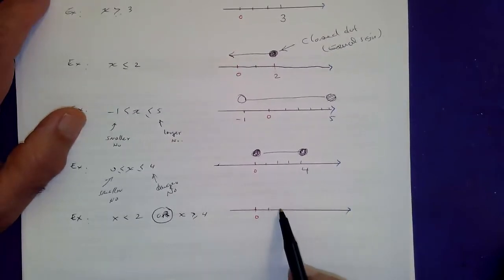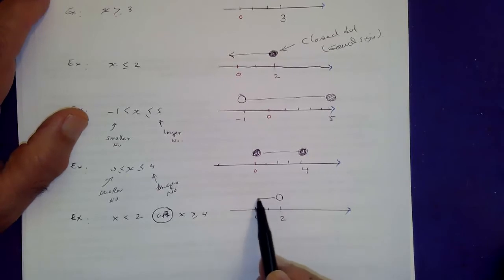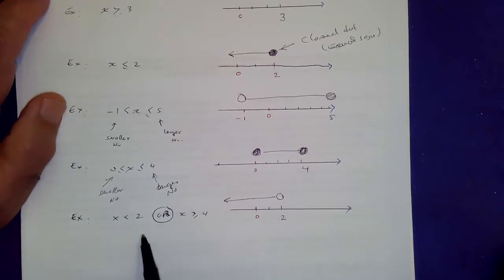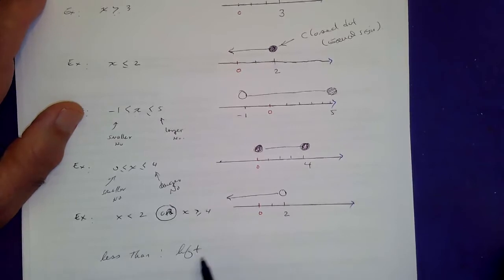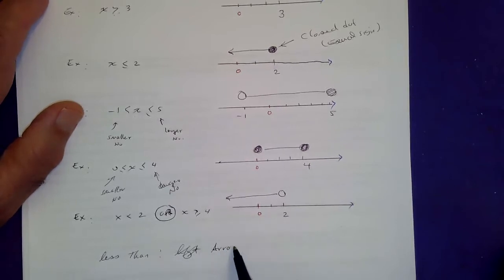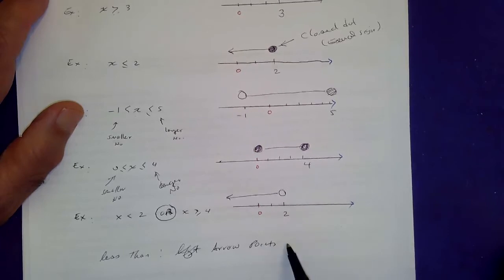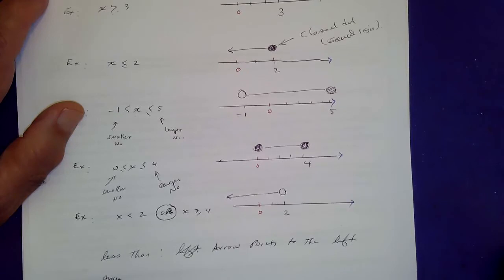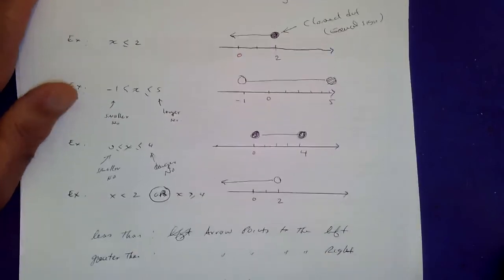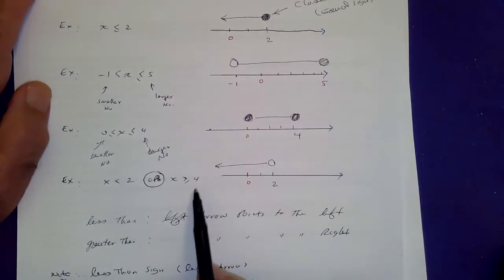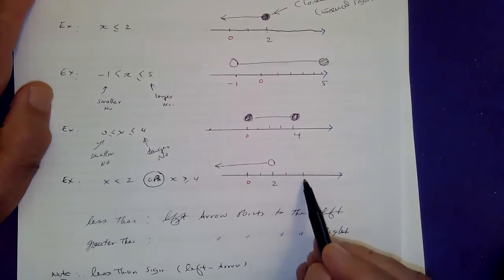X is less than 2, so that means what? One arrow goes this way. Remember, less than indicates what? Arrow points to the left. And the greater than sign, arrow points to the right. Is that right? So now x is greater than or equal to 4, that's 3, 4.